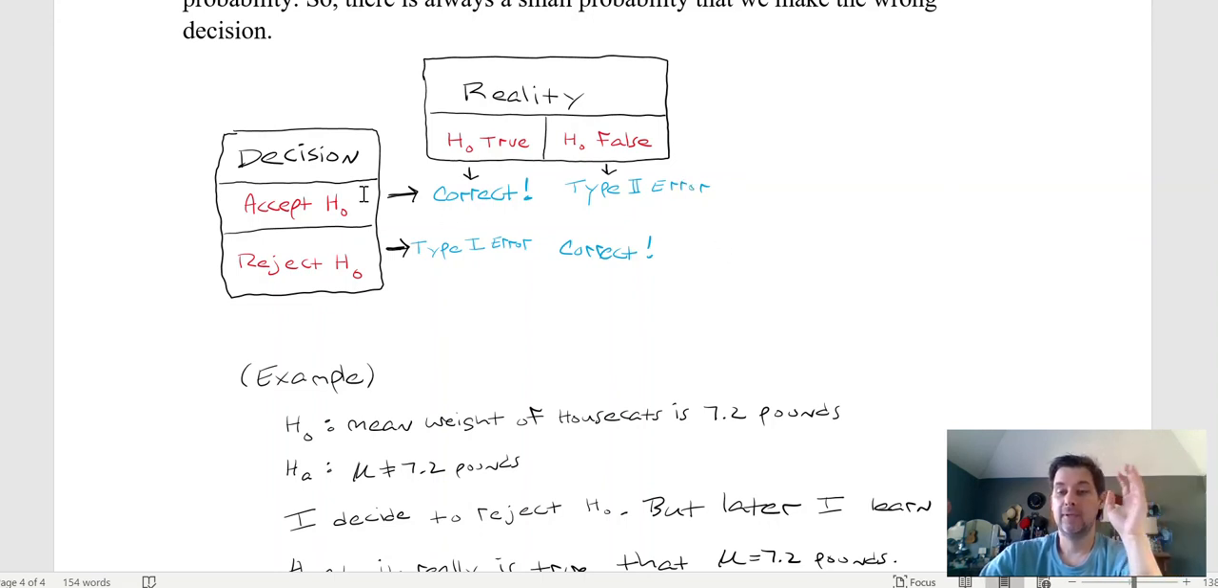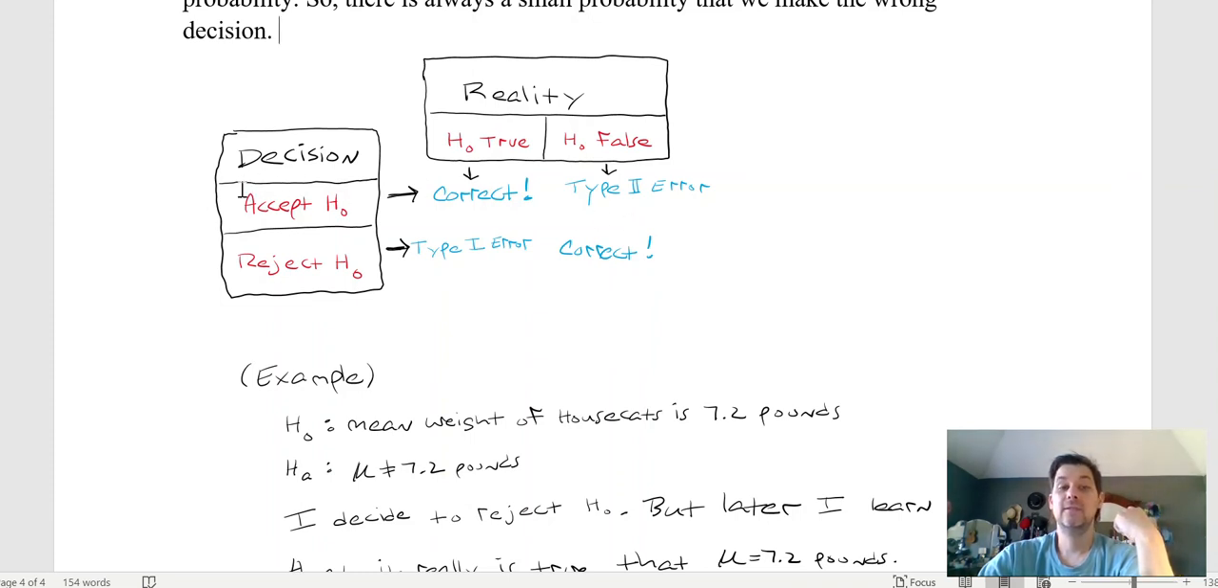So let's divide this up. You make a decision to either accept or reject the null hypothesis, and the reality is that the null hypothesis is either true or false. So there's your decision versus reality. Look at it like this. If you decide to accept the null hypothesis as true, and the null hypothesis is actually true, then you're correct. And if you decide to reject the null hypothesis, and in reality the null hypothesis is actually false, then you're correct there.